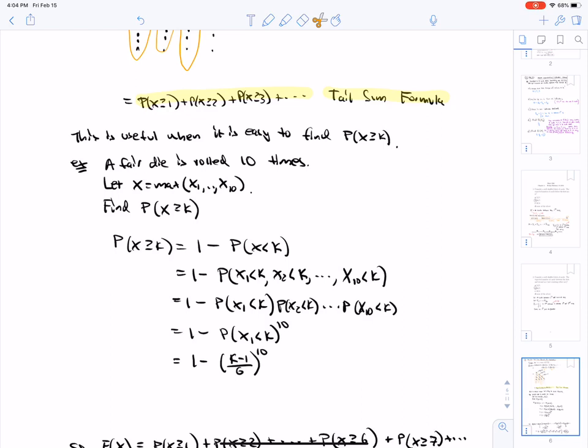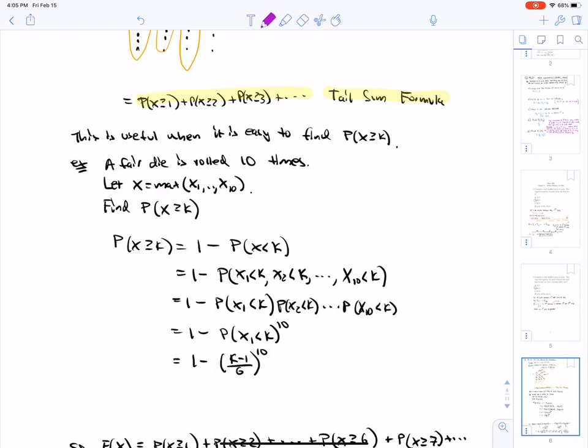So as an example, a fair die is rolled 10 times. Let x be the max of x1 to x10. Find the probability that x is greater than or equal to k. Well, the probability that x is greater than or equal to k is 1 minus the probability that x is less than k.